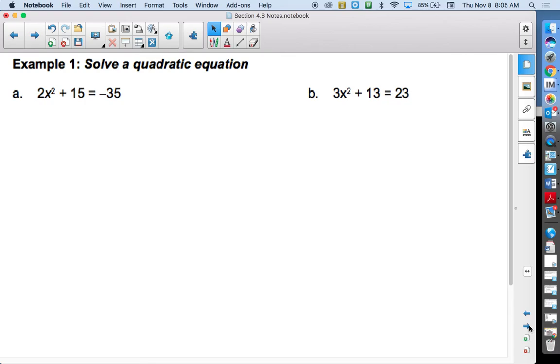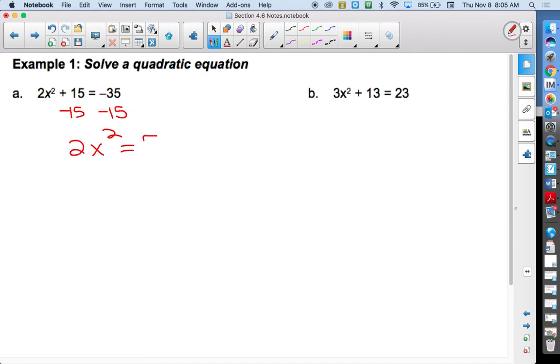It's weird, it's different. So I think there are 2 equations underneath that it wants us to solve. So thinking about what you did yesterday, we're still doing the same thing, except we might end up with an imaginary number. We have 2x squared plus 15 equals -35.